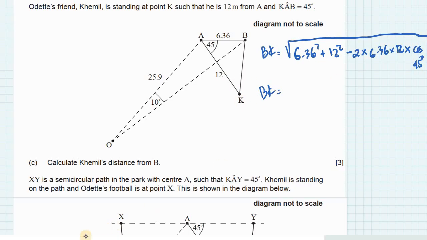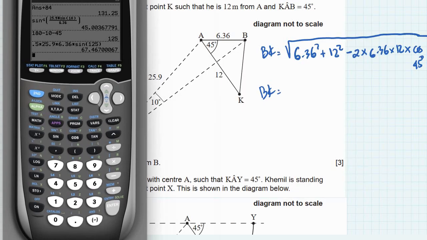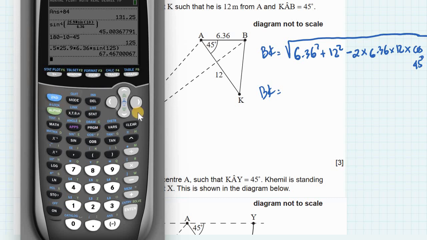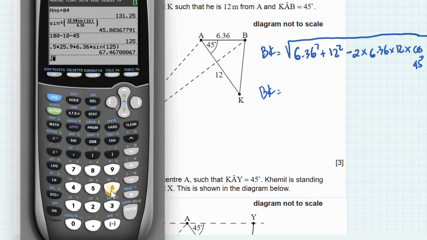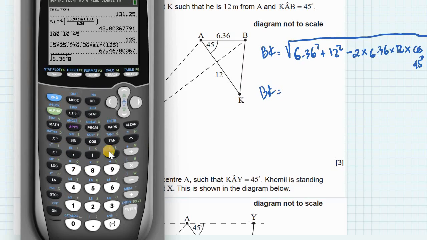So BK is equals with, let's input it to our calculator. Square root of 6.36 square plus 12 square, which is 144, but I'll write it 12 square, minus 2 times, my bad, it's 2 times 6.36 times 12 times cos 45.